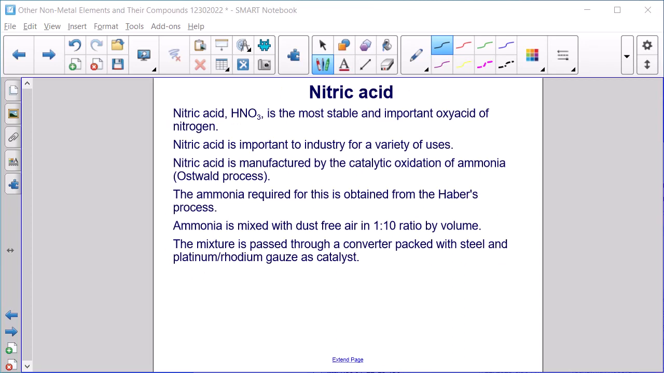Nitric acid, HNO3, is the most stable and important oxyacid of nitrogen. Nitric acid is important to industry for a variety of uses. It is manufactured by the catalytic oxidation of ammonia, known as the Ostwald process. The ammonia required for this is obtained from the Haber's process. Ammonia is mixed with dust-free air in a 1:10 ratio by volume. The mixture is passed through a converter packed with steel and platinum rhodium gauze as a catalyst.